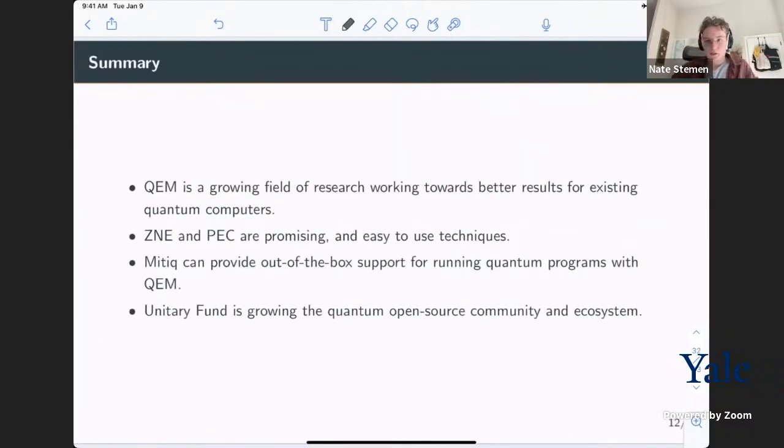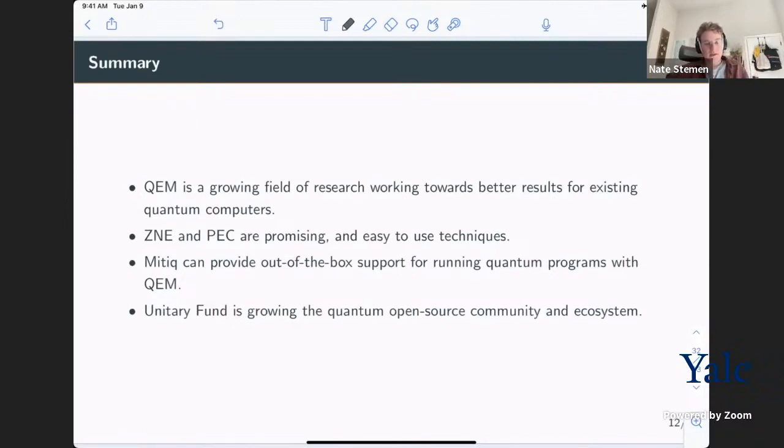So just to give a quick summary of what we talked about. Quantum error mitigation is a growing field of research, and its goal is to take existing quantum computers and make them work a little bit better. I often tell people that for my day job I make bad computers work better, and I think that's the goal with quantum error mitigation, at least as it currently stands.